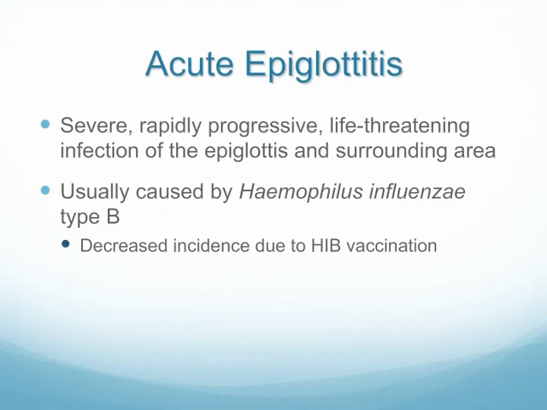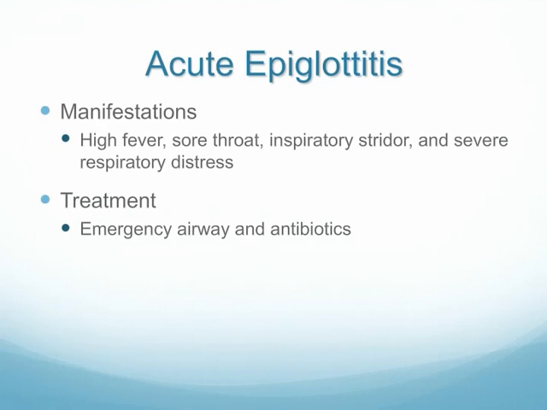An upper respiratory problem that includes the epiglottis is called acute epiglottitis. This is a bacterial infection that has caused the patient to have a severe, rapidly progressive, life-threatening kind of condition, because the epiglottis is up there in the upper airway, and as that becomes swollen and enlarged, it can block the patient's airway and the patient can have problems breathing. Symptoms include a high fever, sore throat, and inspiratory stridor.